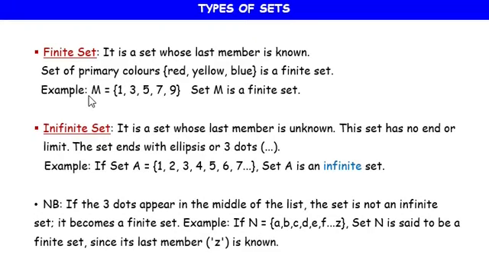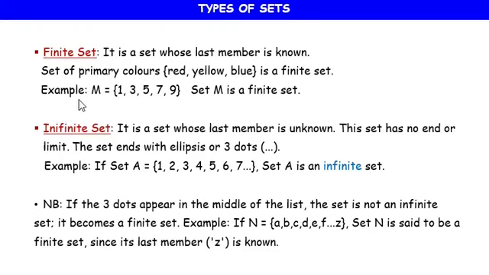Assuming we have our set M equal to 1, 3, 5, 7, and 9. Why would we say set M is a finite set? Set M is finite because we know the beginning, that is 1, and we know the end, that is 9. Also, it has a distinct number of members, that is 1, 2, 3, 4, 5. So it has only 5 members. That is what we mean by a finite set.